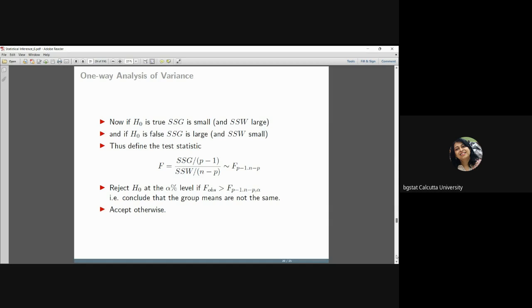The F distribution has two parameters, two degrees of freedom, something called a numerator degree of freedom and a denominator degree of freedom. So you have to look up the right tail critical value for the specified degrees of freedom. And if your observed F is larger than this critical value, we reject H naught and conclude that the group means are not the same.